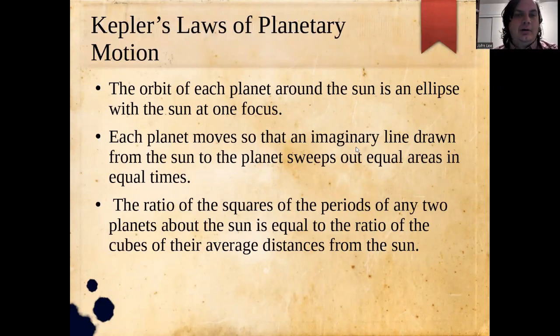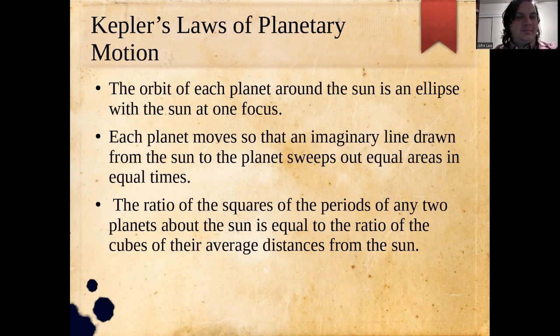The orbit of each planet around the sun is an ellipse with the sun at one focus. Each planet moves so that an imaginary line drawn from the sun to the planet sweeps out equal areas in equal times. And the ratio of the squares of the periods of any two planets about the sun is equal to the ratio of the cubes of their average distances from the sun.